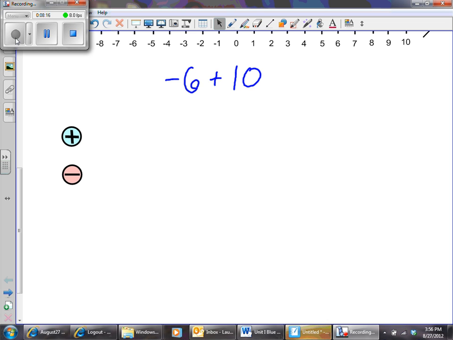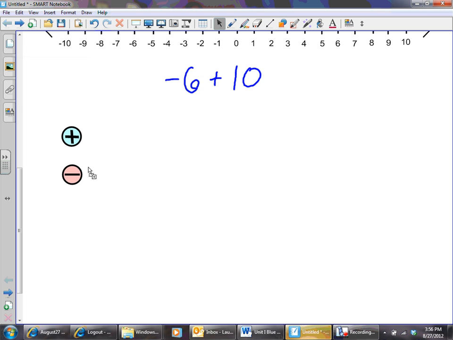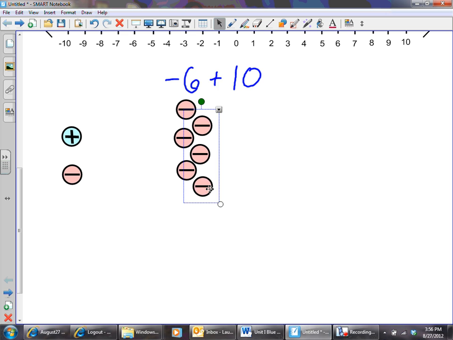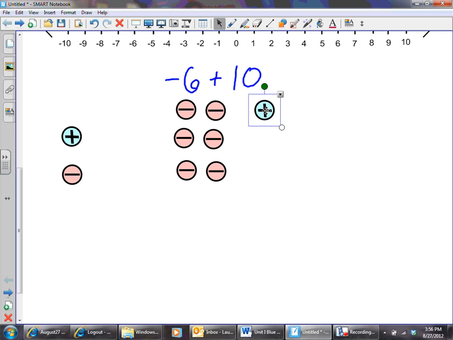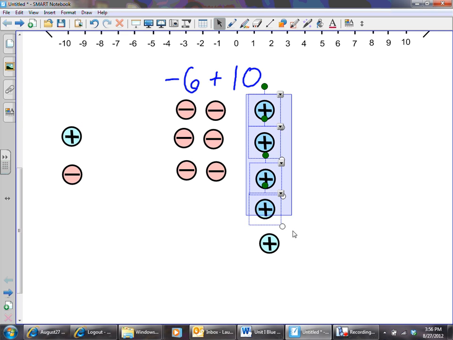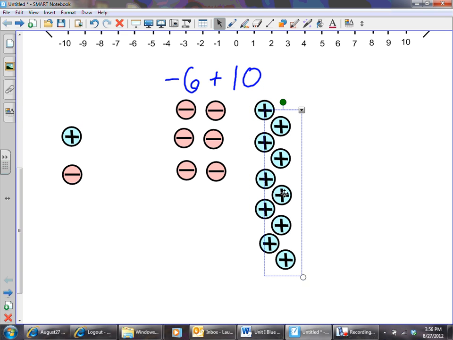Okay, here we go. Here's my solution, and this is what I see in my head. I see I have 6 negatives. How do I know I have 6 negatives? Because I have a -6, which means I have 6 negatives. And there are my 6 negatives. Then I need 10 positives. So there's 5 positives. I'll group them and clone them. And there we go. There's 10 positives.